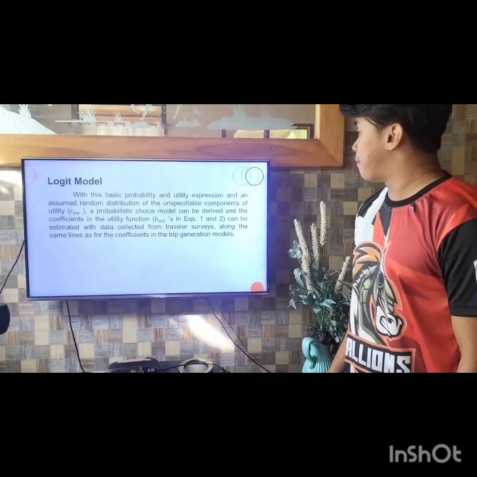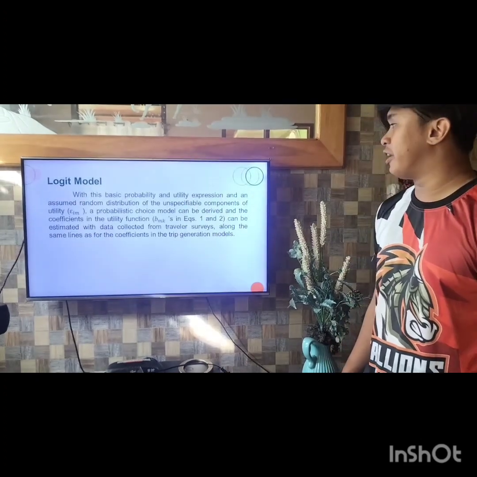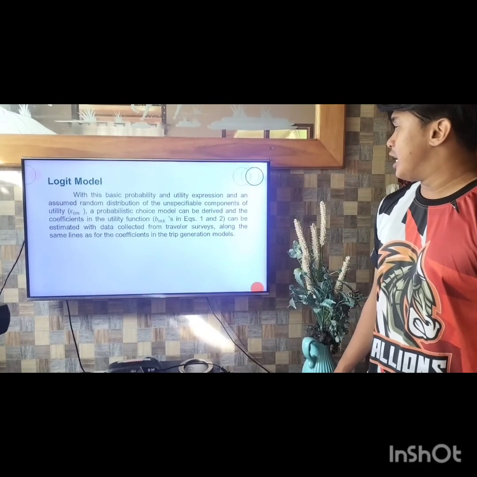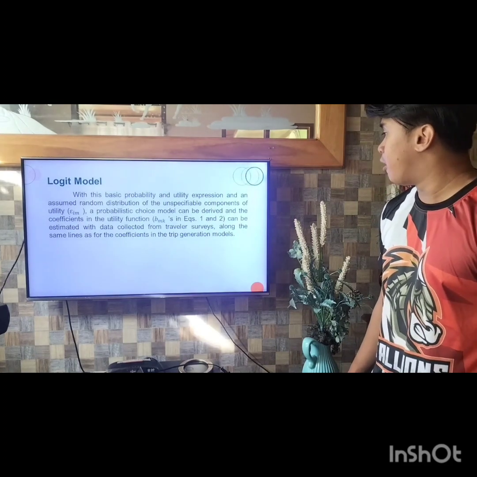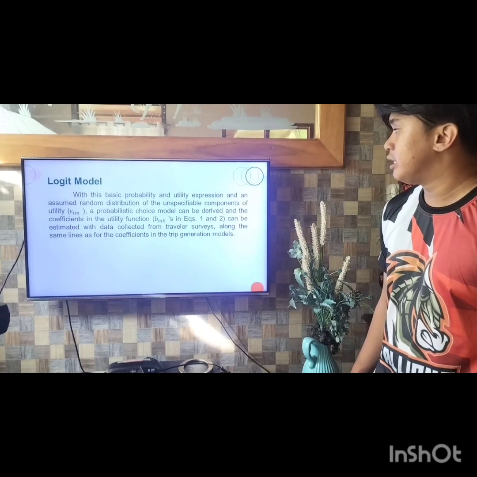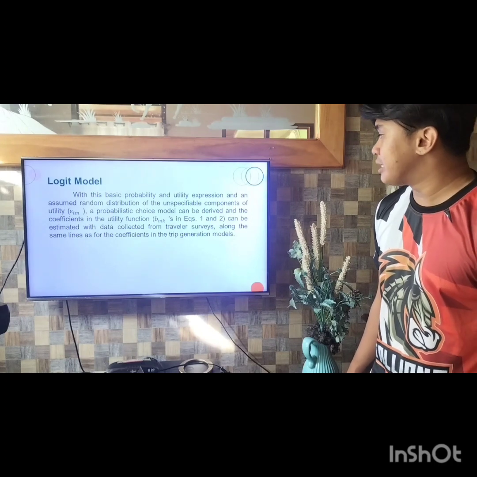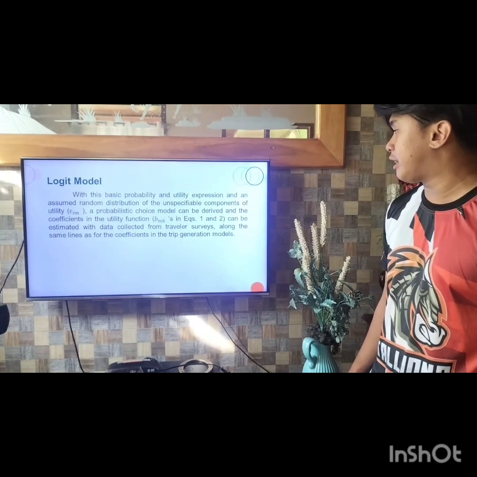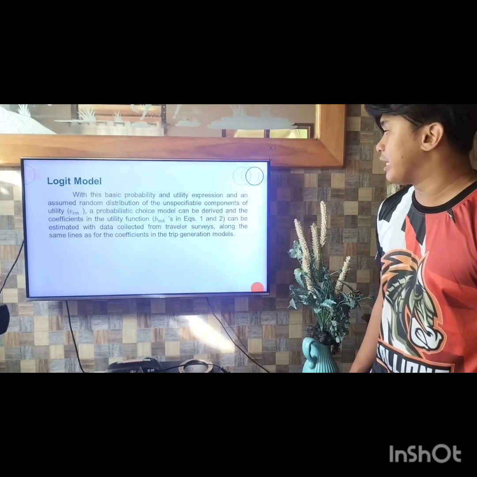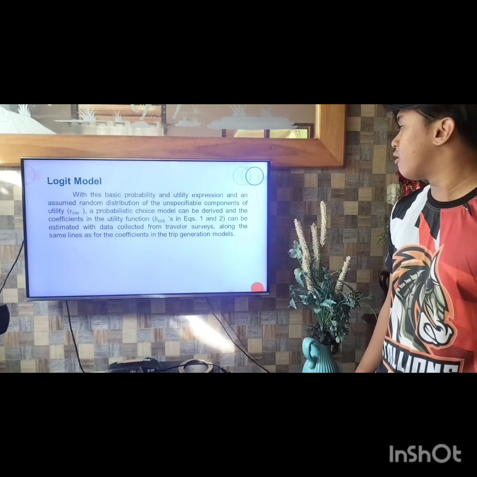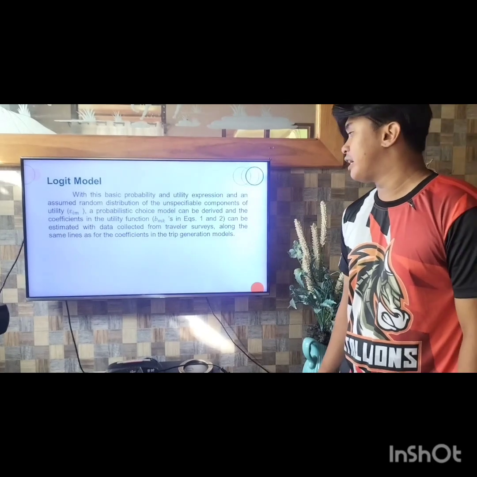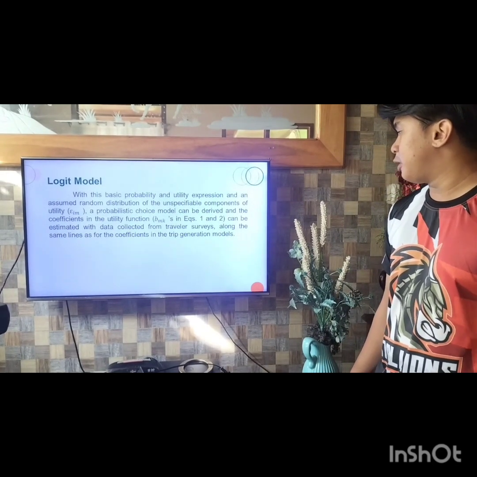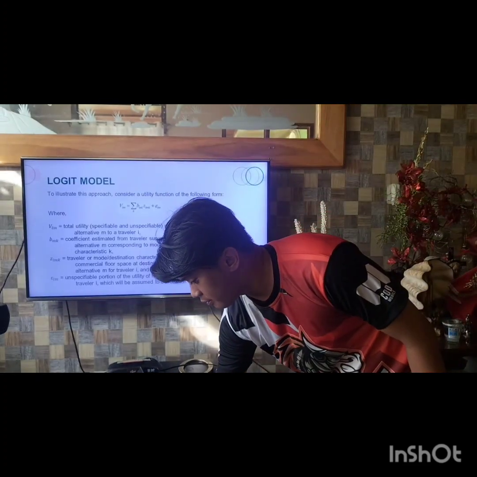With this basic probability and utility expression and an assumed random distribution of the unspecifiable components of utility, a probabilistic choice can be derived and the coefficients in the utility functions can be estimated with the data collected from travel surveys, along the same lines as for the coefficients in the trip generation model.